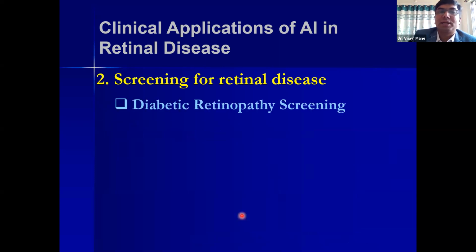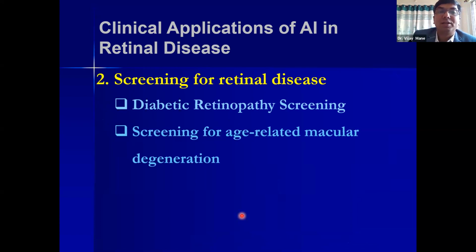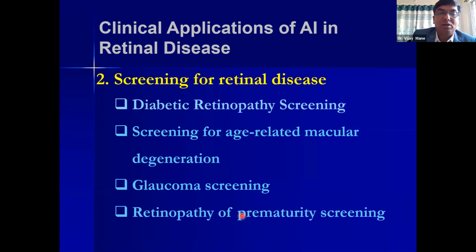The main difference between screening and the other techniques is that here the input population is large, and out of that, the intention is just to segregate or classify whether it has diabetic retinopathy or non-diabetic retinopathy. Similarly, you can go for screening of AMD. You can go for screening of glaucoma, or a very challenging domain called retinopathy of prematurity screening.